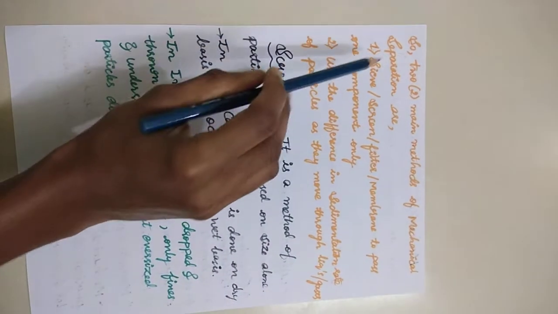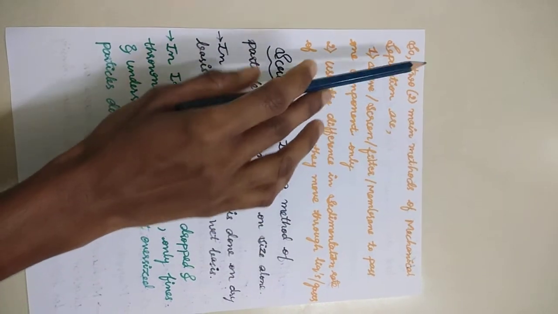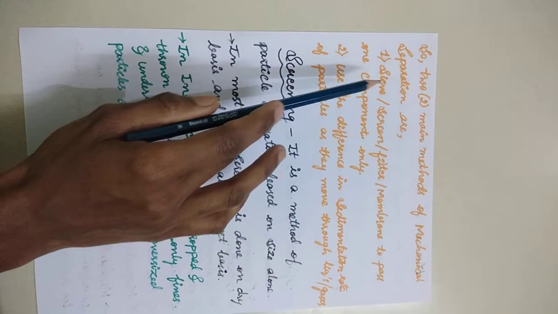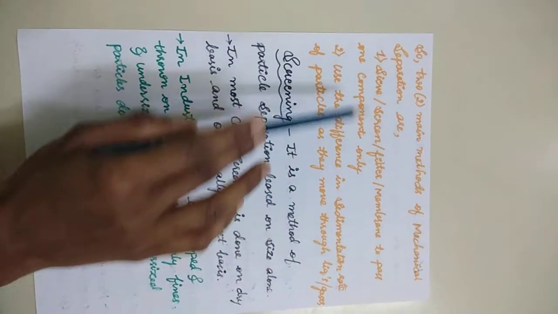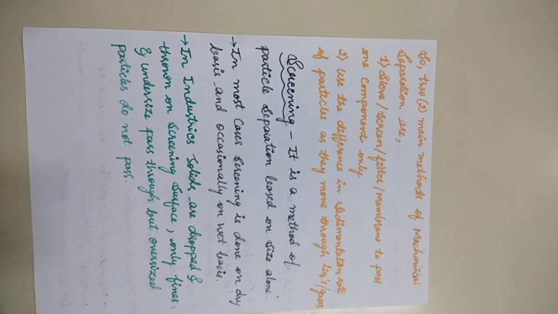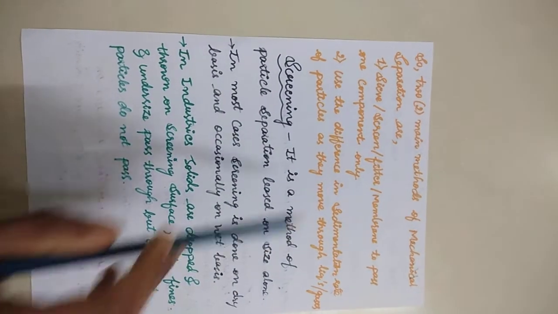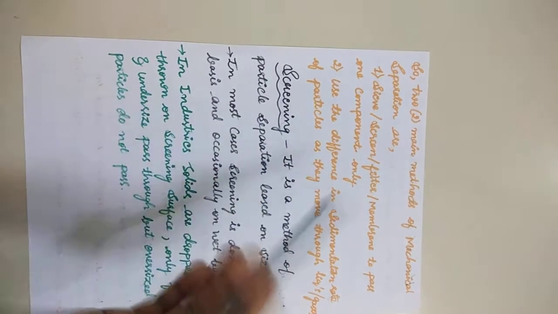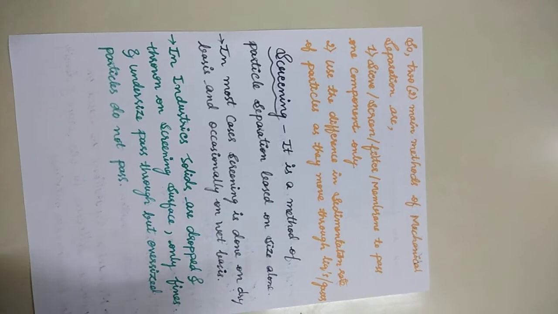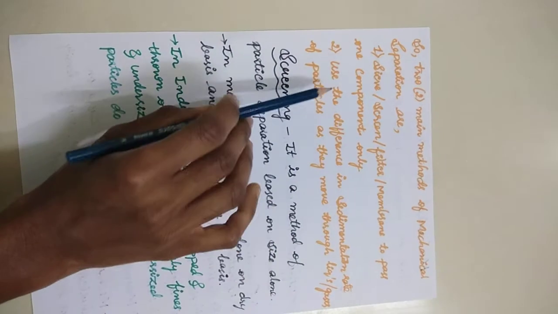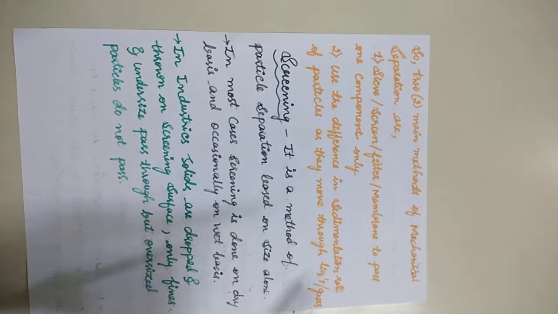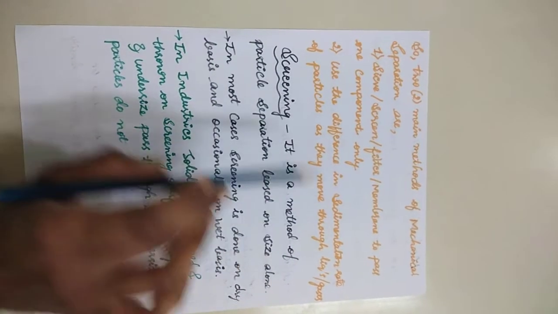Next we are seeing the main methods of mechanical separation: sieve, screen, filter, membrane, to pass only one component. Like the screens, as you know, this is a separation method, and it is of two main types. Using filters, screens, and membranes you can do it, and also the difference in the sedimentation rate of the particles as they move through liquids or gases is considered.